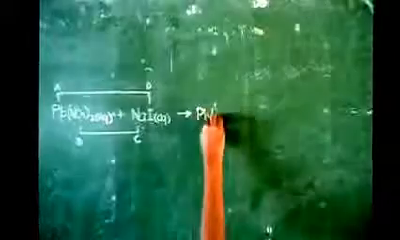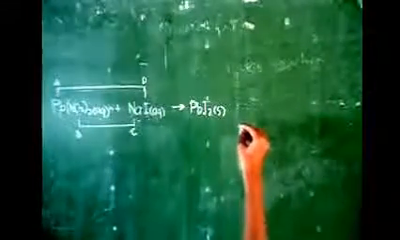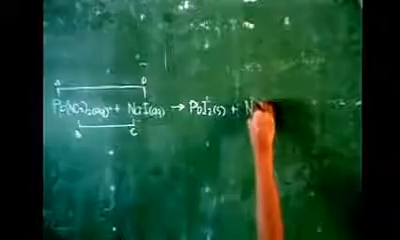Let lead be A, nitrate be B, sodium be C, and iodide be D. So we will have lead iodide as solid because, according to the rule, any halide that was combined by lead will be in solid state, and sodium nitrate is aqueous.